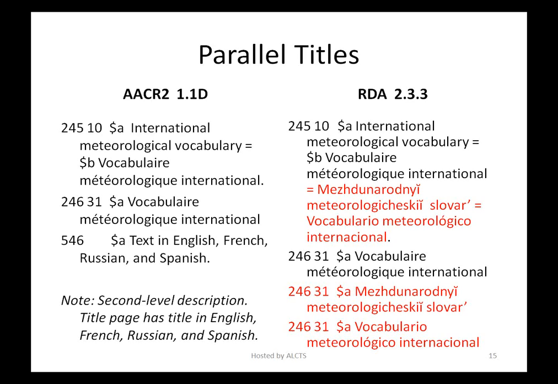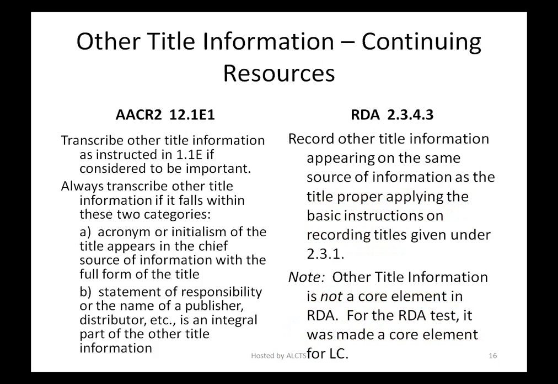Moving along, still in Area 1, to other title information, and there's a change for continuing resources. AACR2 specifies that other title information is only recorded for continuing resources if it is considered to be important, and then it lists three categories where it's always considered to be important. And I've shown two of those categories here on the screen.